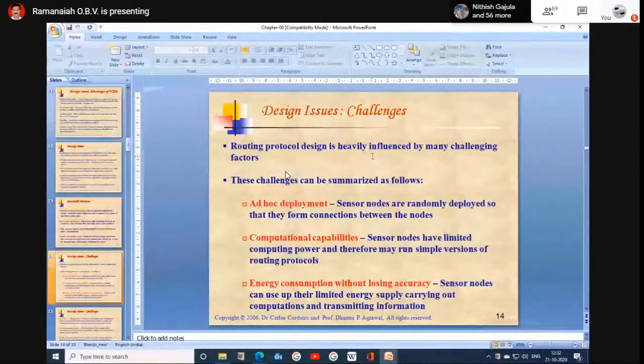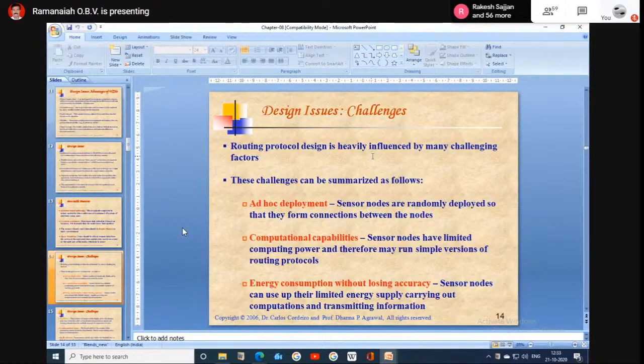This is a challenge. You want to sense the parameter, process, and decide the conditions. But what about the accuracy? If you say more accuracy is needed, probably more energy is consumed. At the same time, you cannot give up the need for accuracy. You cannot say, I don't want accurate data. So you need to strike the balance. So without losing accuracy, energy consumption, or you can even say energy conservation.